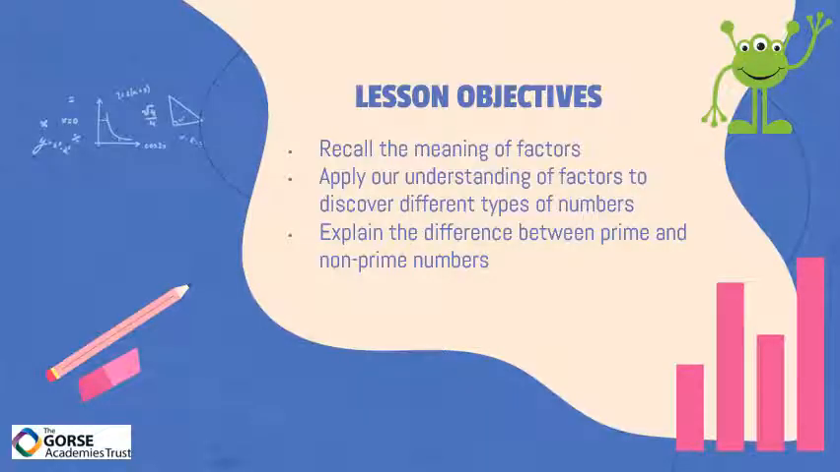So let's go back to our objectives for today's lesson. We hoped to recall the meaning of factors, to apply our understanding of factors to discover different types of numbers, and in this case we were looking at prime and square numbers, and to explain the difference between prime and non-prime numbers.